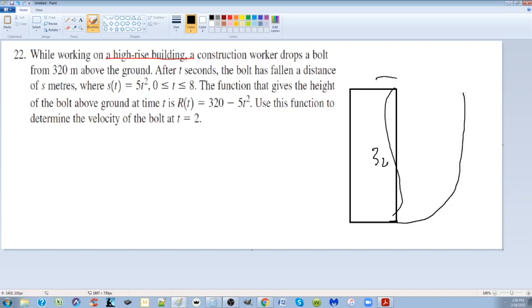upwards facing. Now you might say, oh no, bolts fall down like that, but they're just using this based on time to show us the distance the bolt has fallen. So essentially down here at 0 is 320, and then the bolt is going far away.